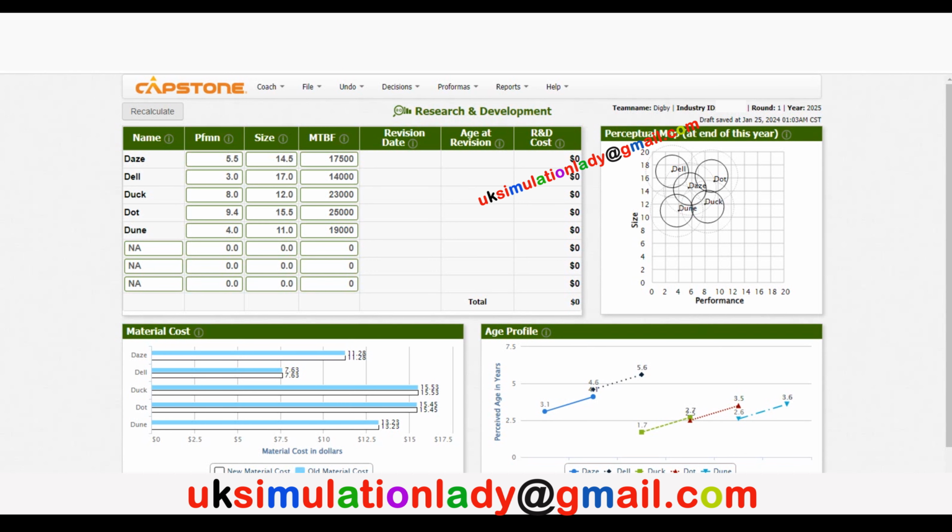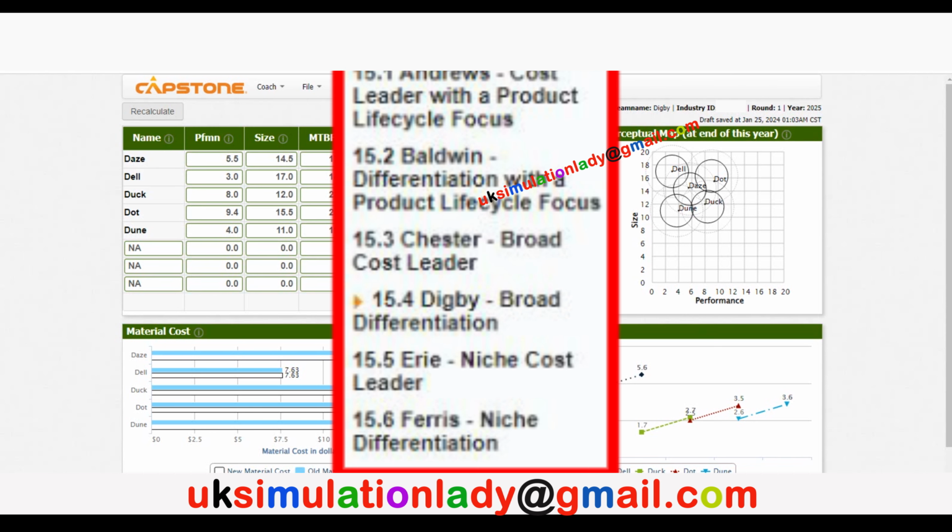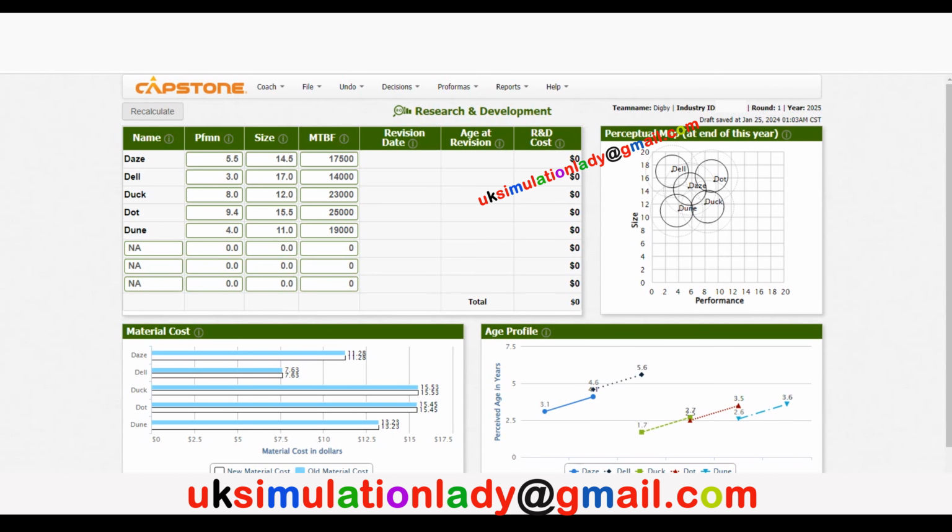Let's get started. Capsim Strategy Selection. What is the best strategy to win Capsim? Let's explore the options. There are several Capsim strategies, including broad differentiation, broad cost leader, niche differentiation, niche cost leader, and differentiator with the product life cycle. Each one has its own strengths and challenges, so it's crucial to pick the right one for your game plan.